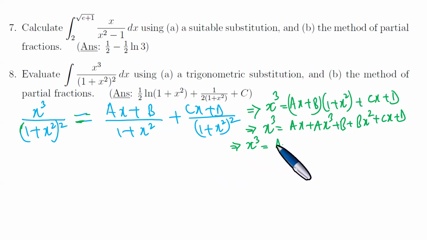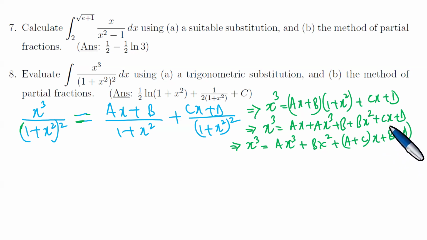So now Ax cubed, and then you have the Bx squared. Moreover, you have the linear terms Ax and Cx, which would give us A plus C times x.